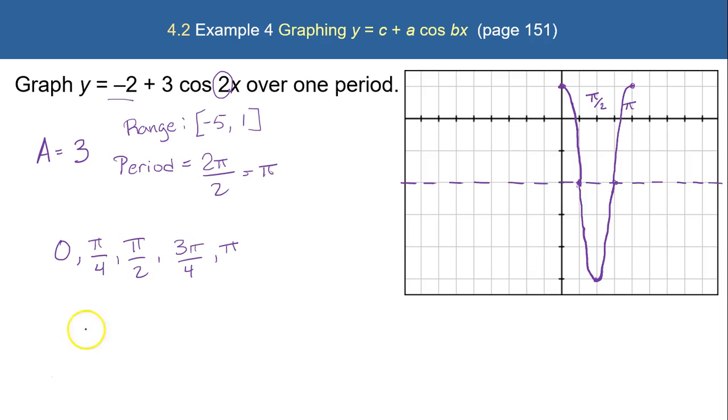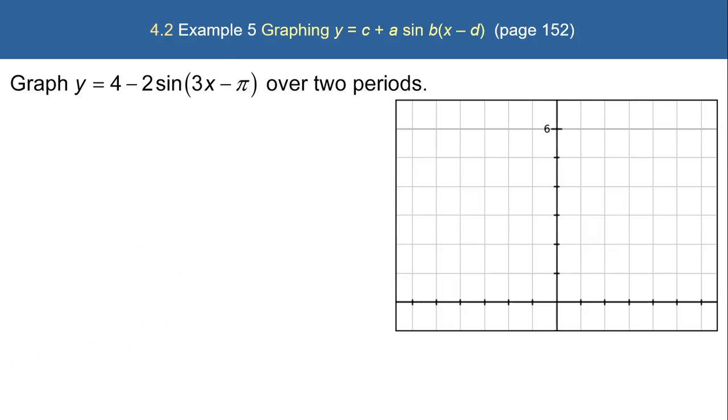Okay, so there you go. That is one full period of our cosine function. As you can see, it looks like the cosine function, except it's been stretched because of this amplitude, or this value of 3 right here that we have. And then it was also shrunk down horizontally because of our period being such a small period of just pi instead of 2 pi. Okay, so there's that graph.